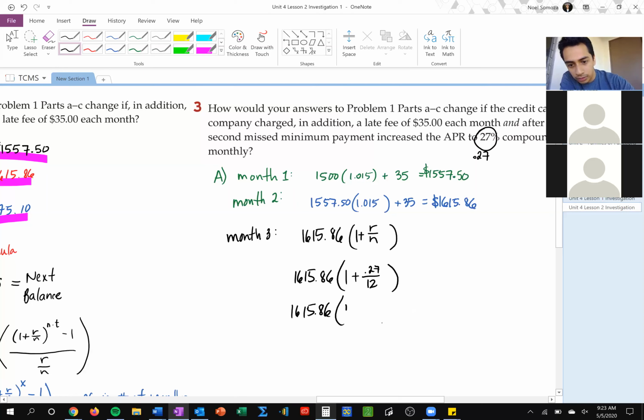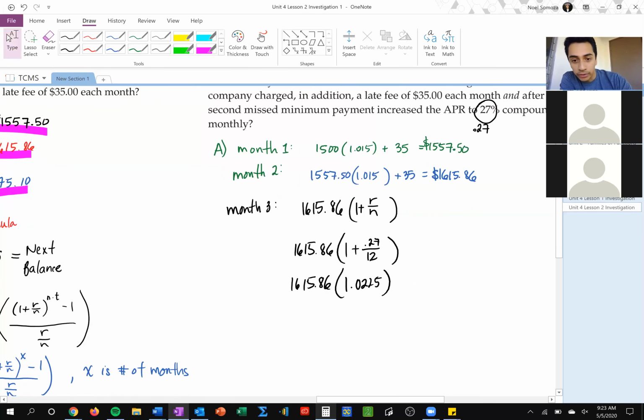So 1.0225. Oh, I'm sorry, that's just the rate that you're going to multiply by. But remember, as of month 3, you're still paying that penalty, the $35 fee. Notice how we've adjusted here so that the rate you're paying is now significantly more, right? If in the first 2 months the percent was 0.015, that's really only 1.5% interest. Versus now that you've gone up to the penalty, what you're paying is 2.25% interest per month. That's a pretty big increase in terms of percentage.